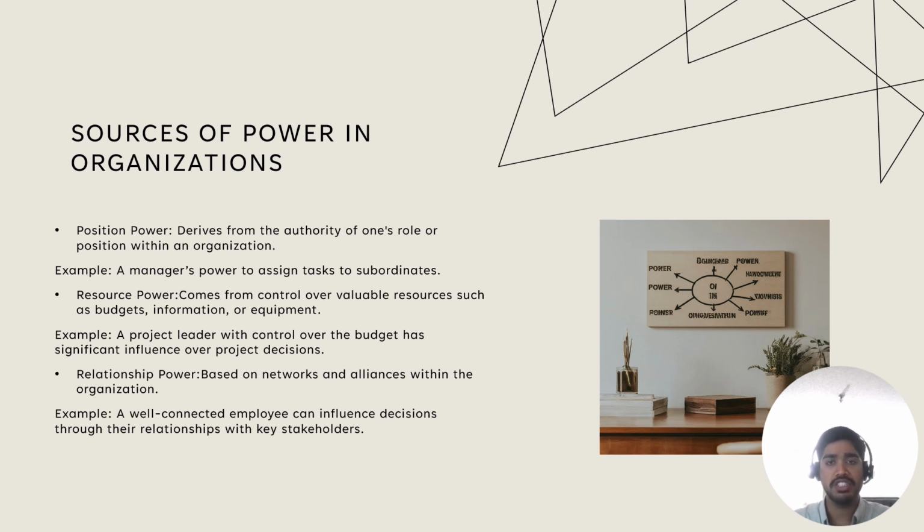Next, I will talk about resource power. Those who control critical resources, whether financial, informational, or material, hold significant power in an organization. This is called resource power. This control enables them to influence the direction of projects and the allocation of resources. For example, a department head with a large budget can influence decisions by deciding how funds are allocated, effectively steering organizational priorities.